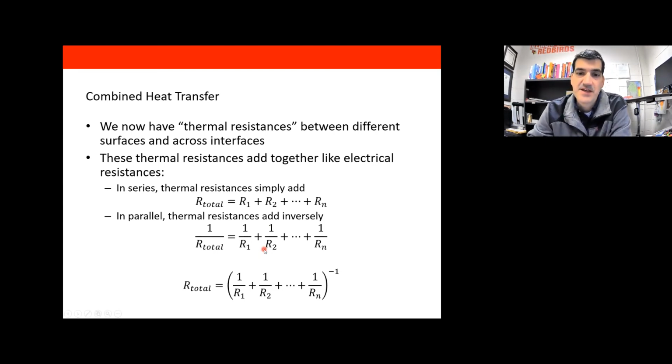etc. Just remember, the easiest way to mess this up that I see is to forget that this is 1 over R total. It's not just R total equals 1 over R1 plus 1 over R2. In fact, it's 1 over R total equals 1 over R1 plus 1 over R2, etc. So if you want to find R total, you've got to take this entire thing to the power of -1, which means it's just the inverse, which means it's 1 over this whole thing in parentheses.